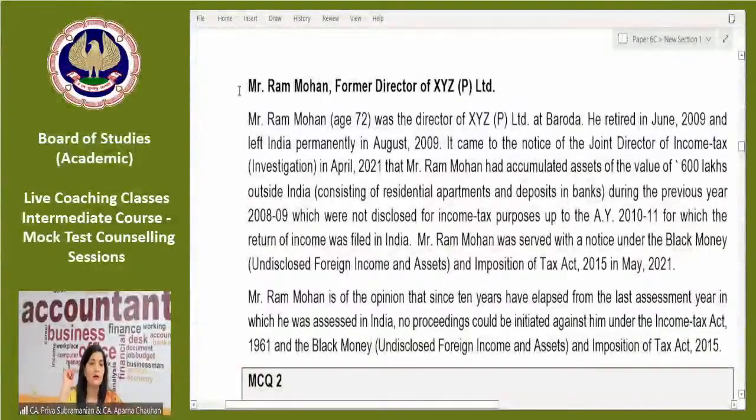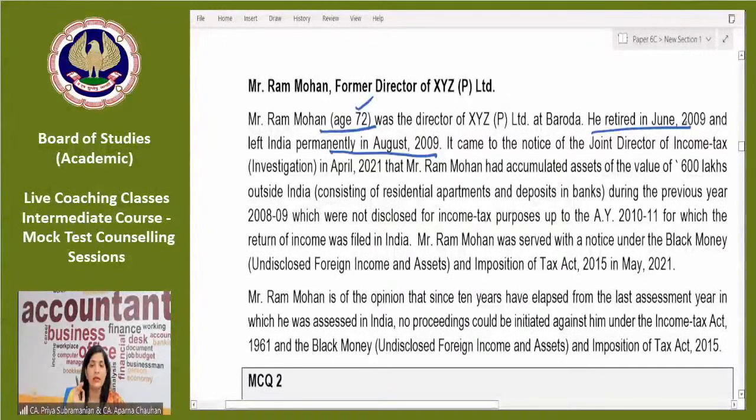The next facts in this case study relate to Mr. Ram Mohan, former director of XYZ Private Limited. Ram Mohan, age 72 years. You have to carefully see these facts. You have to determine the residential status because this will have an impact on the answers. Ram Mohan, age 72 years, was the director of XYZ Private Limited in Baroda. He retired in June 2009 and left permanently in August 2009. He was there till August 2009.